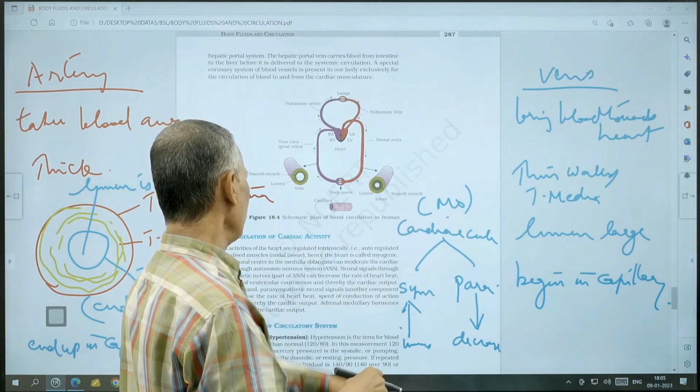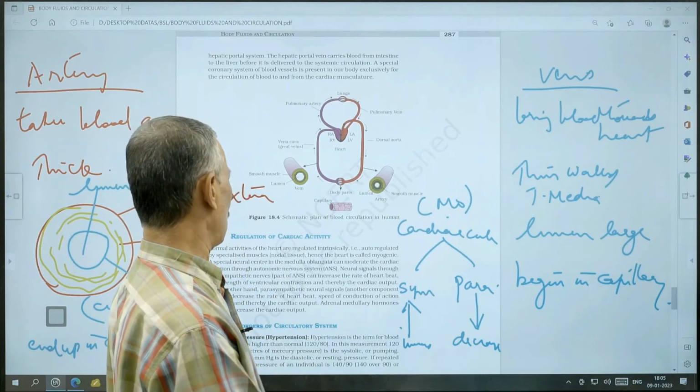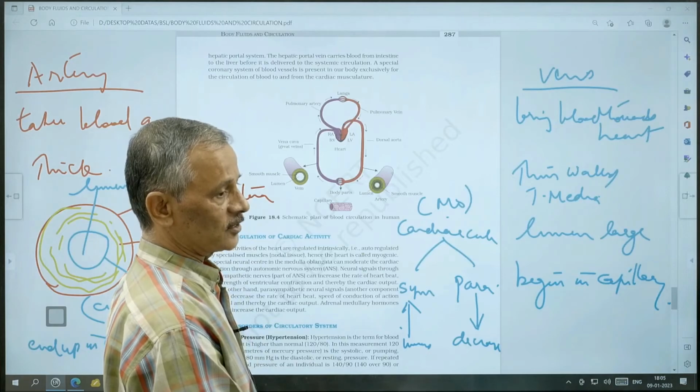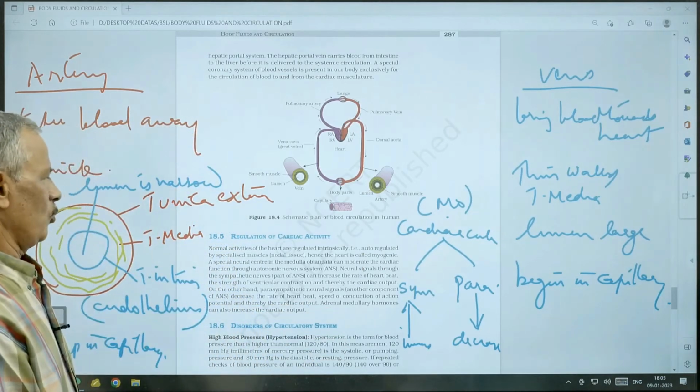Similarly, we have adrenal medullary hormones, which are called emergency hormones. These are produced in case of emergency, when you are frightened, etc. They will also increase the cardiac output.